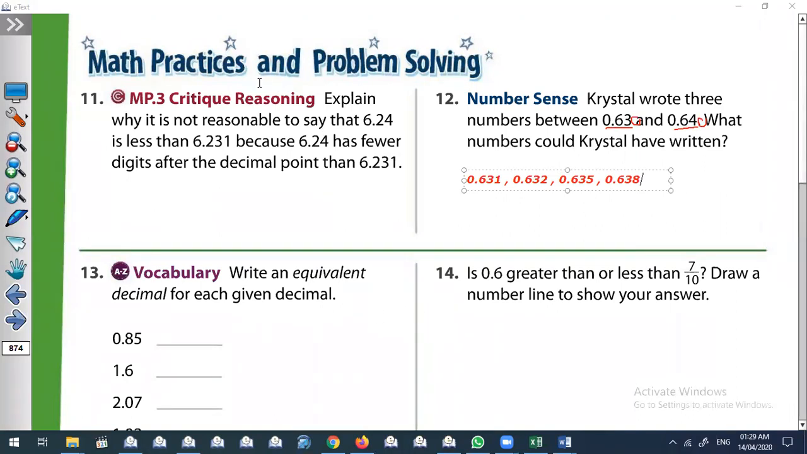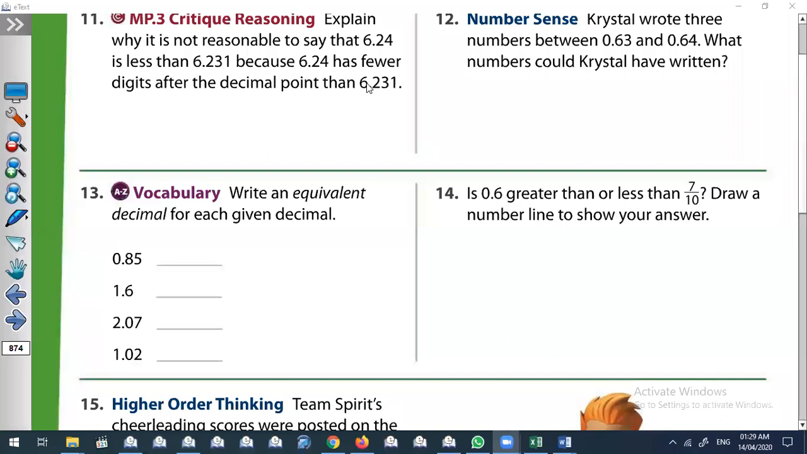Here, write an equivalent decimal for each given decimal. As I told you before, we can add 0 to the right of the decimal point, or we can cancel 0. So here we can add 0 to this number. It will be like that, 0.850. And here we can add 0 to the right of the decimal like that, 1.60. Add also 0, no problem, 2.070. Here also add 0, 1.020.